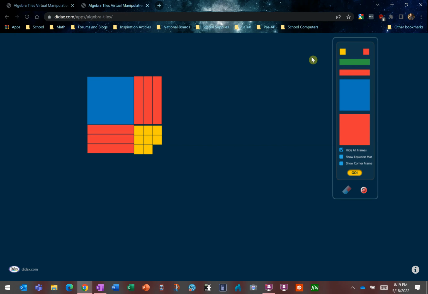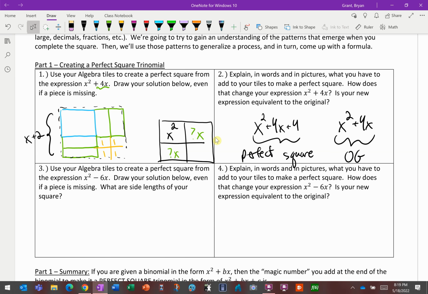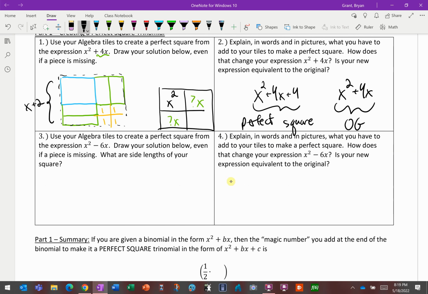So in order to have a complete square here, or in order to complete the square, we need to take x squared minus 6x plus 9. And this is again our perfect square. And we got that from the original x squared minus 6x.